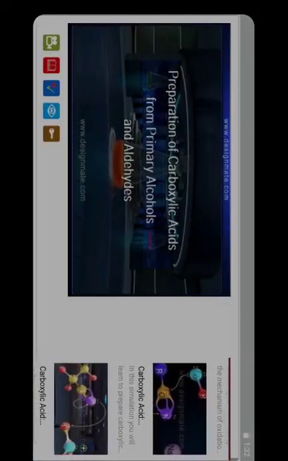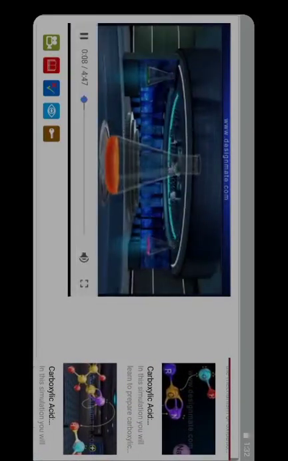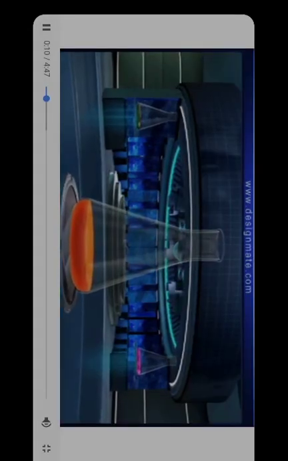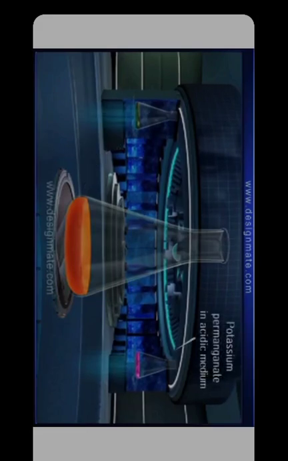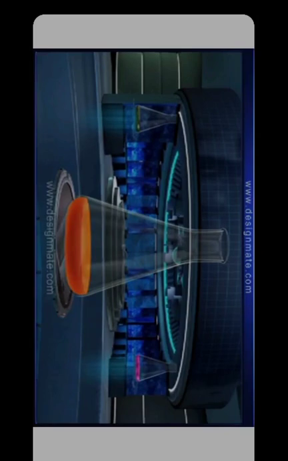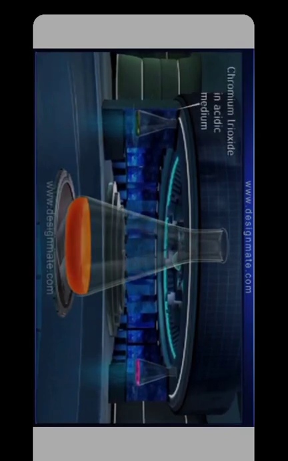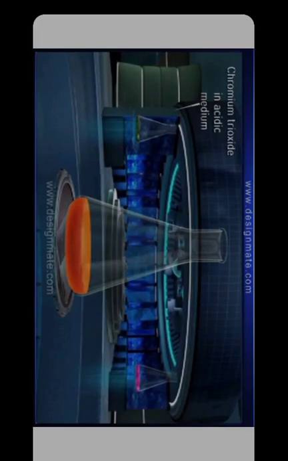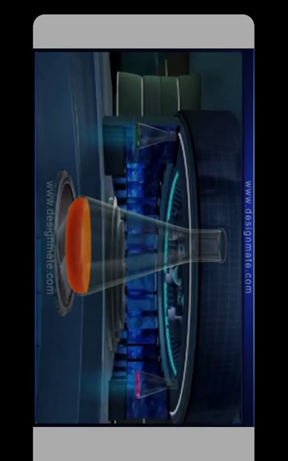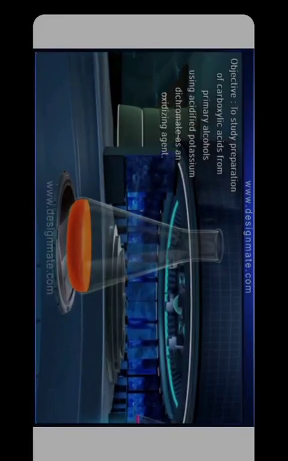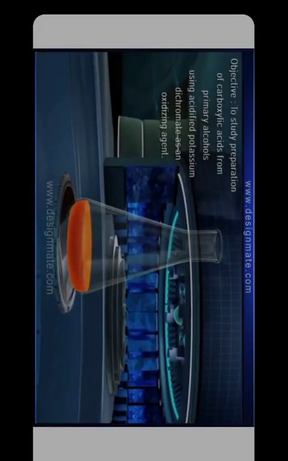preparation of carboxylic acids from primary alcohols and aldehydes. Various oxidizing agents such as acidified potassium dichromate, potassium permanganate in acidic, alkaline or neutral medium, and chromium trioxide in acidic medium are used to prepare carboxylic acids from primary alcohols. In this topic, we will learn the preparation of carboxylic acids from primary alcohol using acidified potassium dichromate as an oxidizing agent.